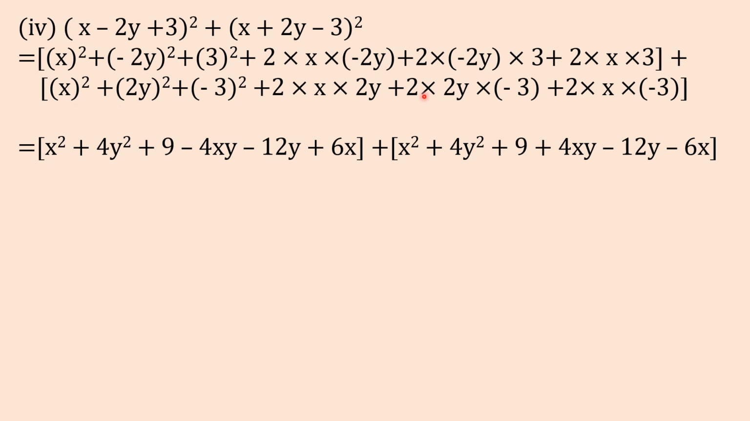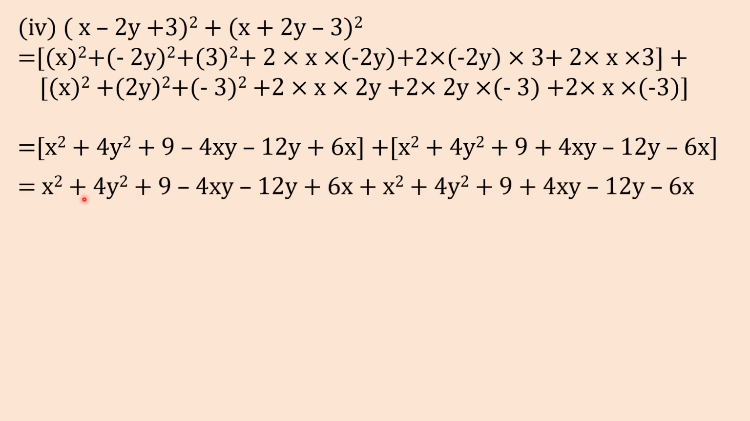Then let's solve this bracket. That is x square plus 2y square will become 4y square, minus 3 the whole square will become 9. Now plus 2 into x into 2y will become plus 4xy. Then 2 into 2y into minus 3 will become minus 12y. Plus 2 into x into minus 3 will become minus 6x. Now we'll remove the terms out of the bracket.